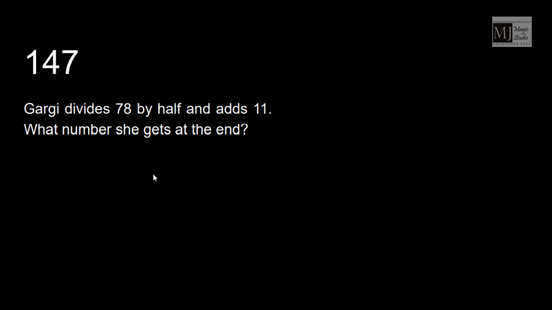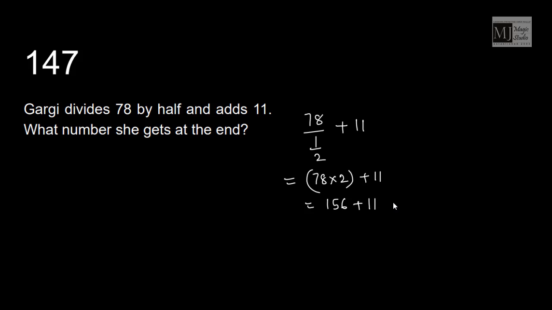Let's see her solution. Gargi divides 78 by half and adds 11. What number does she get at the end? 78 by half means 78 will get doubled. That is 156, plus 11 is 167.